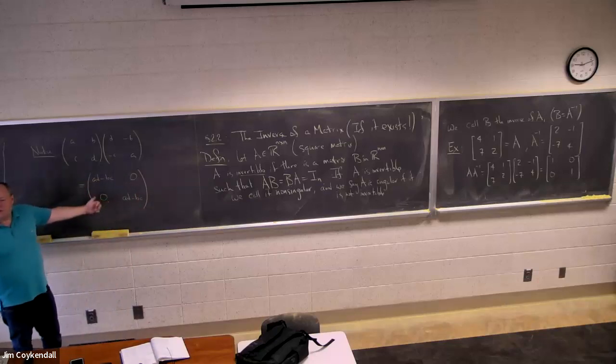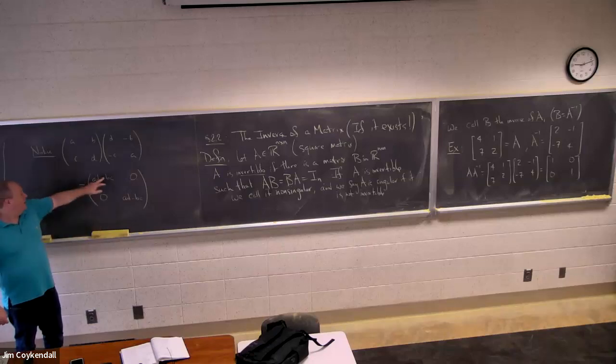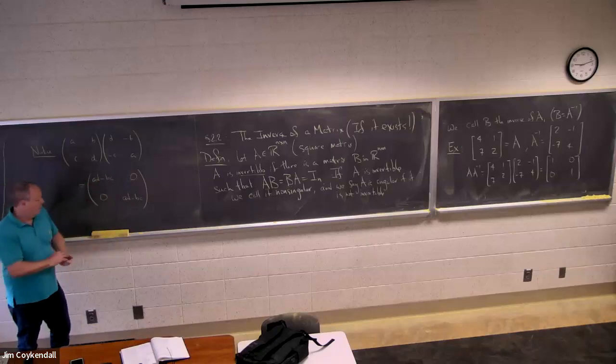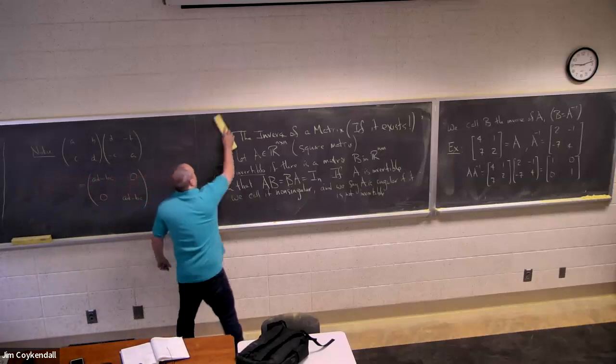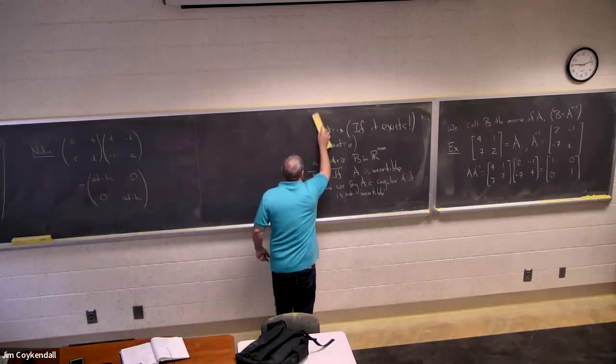Under what conditions is that the identity matrix? What do you need to happen for this to be the identity? AD minus BC is equal to 1. This has to be 1. Everybody agree? Because we got a match here, right? So this gives me the following theorem.